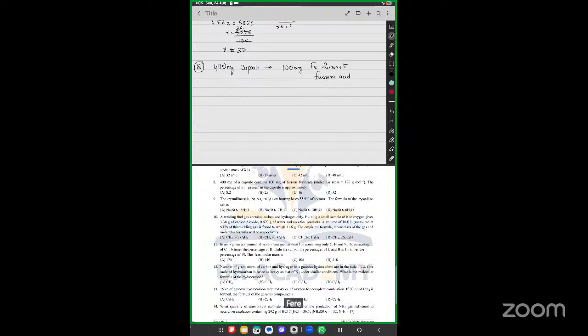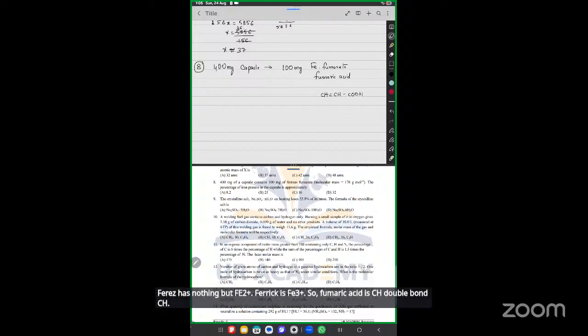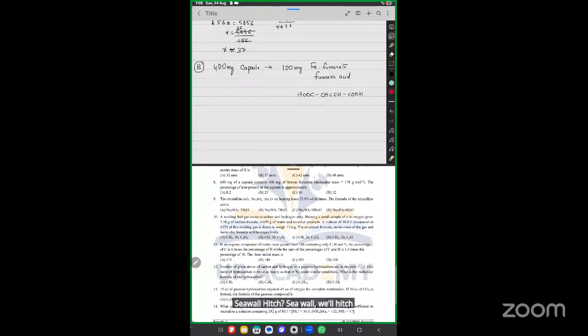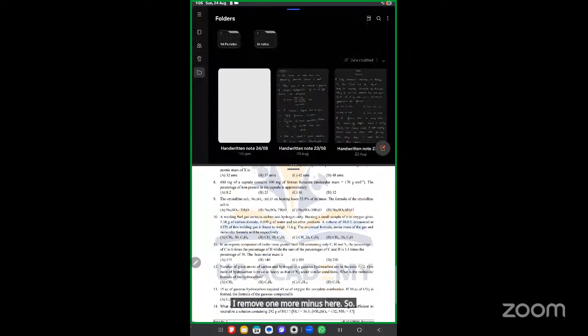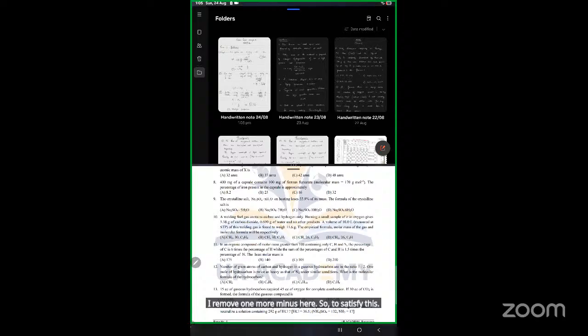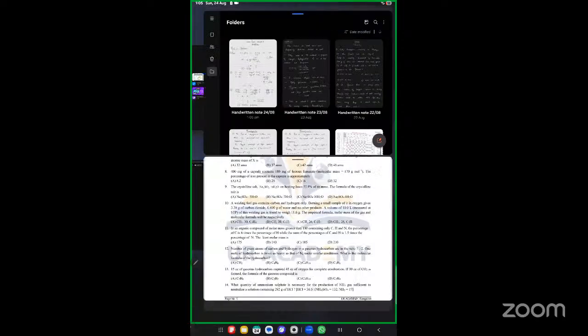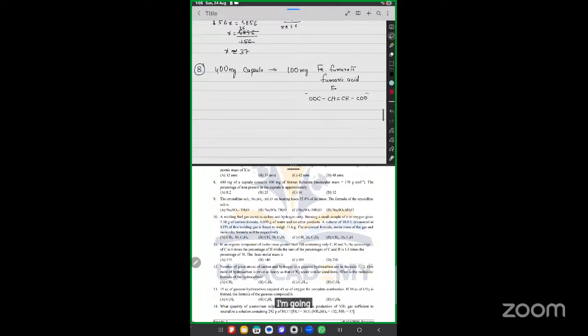Ferrous is Fe2+, ferric is Fe3+. Fumaric acid is CH=CH with two COOH groups. I remove H from this, it becomes minus; I remove one more, another minus. To satisfy this, I put Fe2+. This is called ferrous fumarate. In ferrous fumarate, how many Fe do you have? Only one Fe. Is that correct?